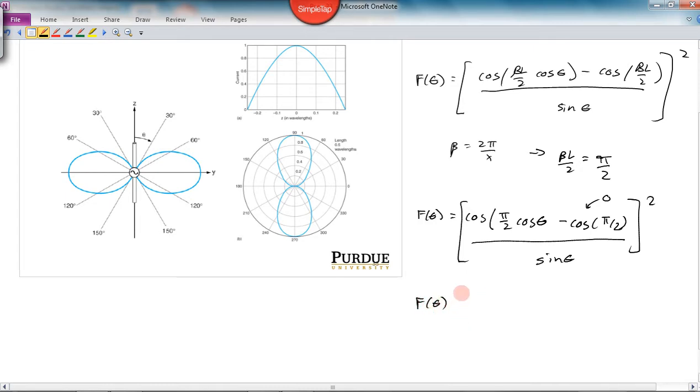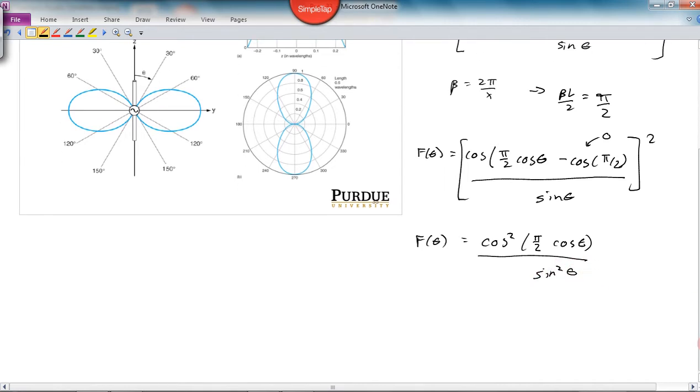So our squared term here, that term is going to drop out, and the pattern function for a half-wave dipole antenna is therefore equal to cosine squared of pi over 2 cosine theta, divided by sine squared of theta. So a very nice, simpler pattern function.